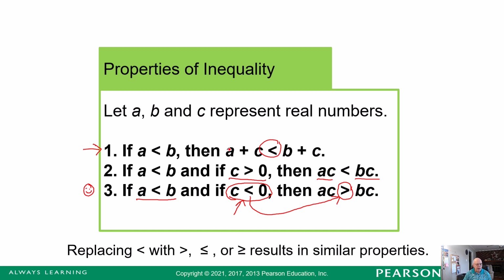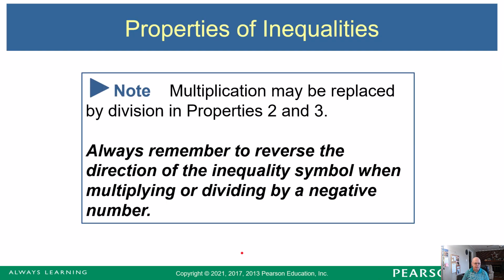Now, up here we talked about less than, but it works not only with less than, it works with greater than, less than or equal to, greater than or equal to. Multiplying both sides by a negative number reverses the sense of the inequality. If you got that, that's half of the difficulty for this whole section.